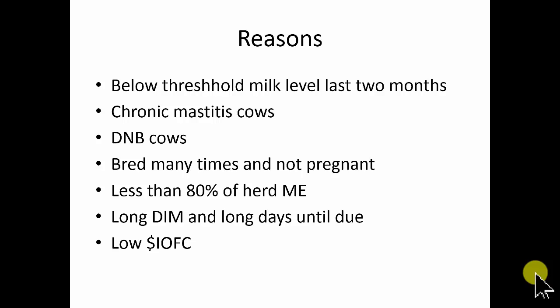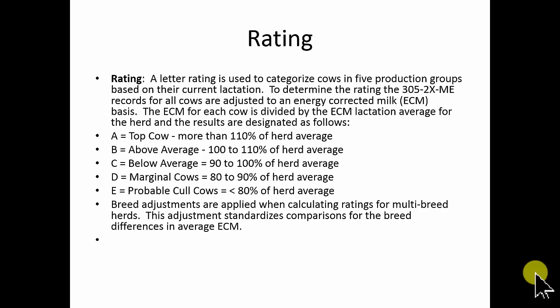We will be looking at income over feed cost. The rating is a way that PCDART will use to categorize cows. A, B, C, and D cows. D and E are the marginal and probable cull cows.